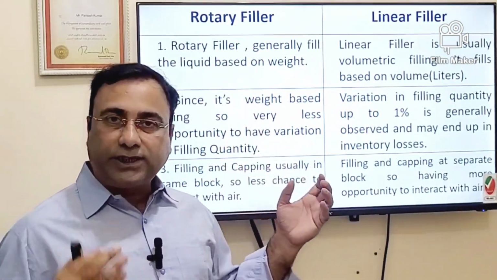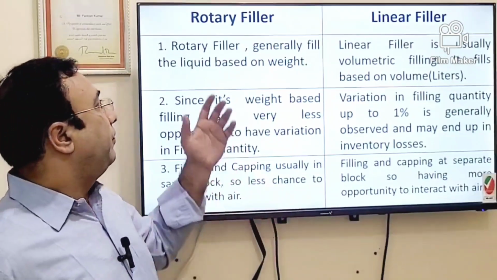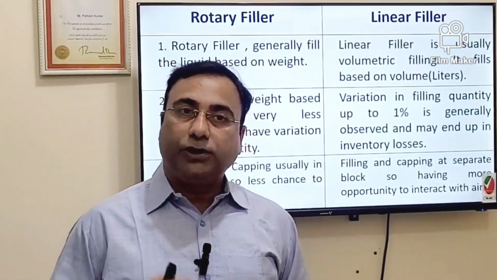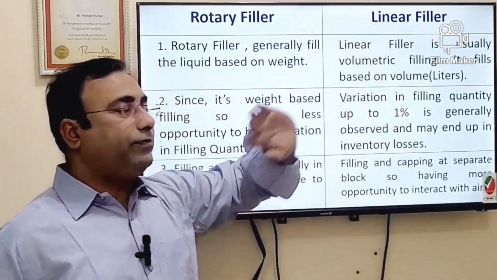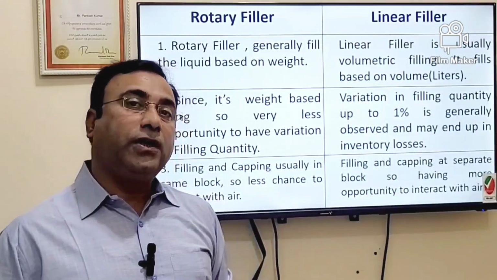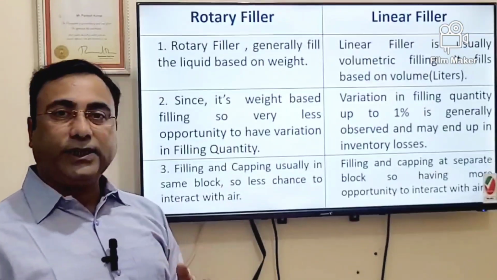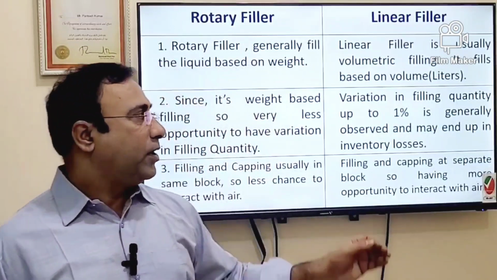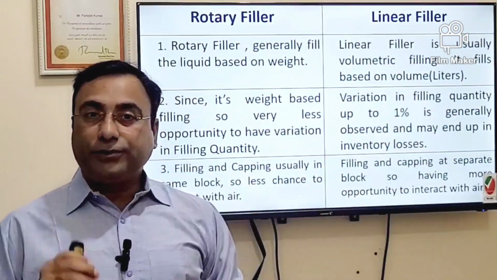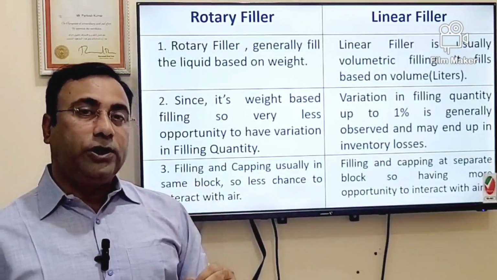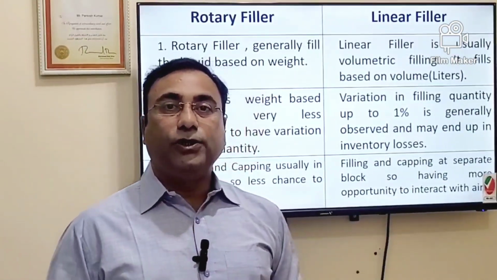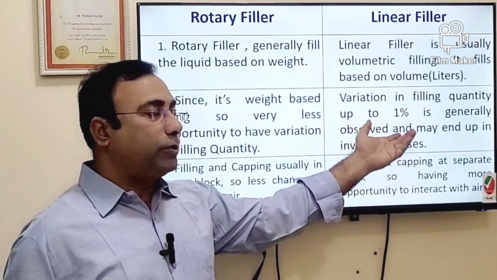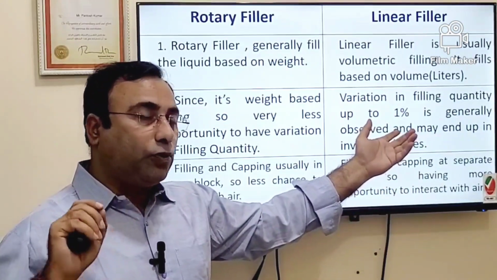Here I have noted 6 differences that I am sharing with you. The first one is that the rotary filler generally fills based on the weight of the liquid, whereas the linear filler fills the bottle based on the volume. The second difference: since it is weight based, there are fewer chances of weight variation. In the linear filler, since it is filled based on volume, whenever you fill, if the temperature changes, your volume will change and subsequently the weight will change. In some places it has been observed that the weight variation is up to 1%.